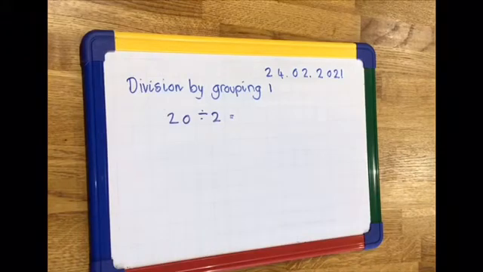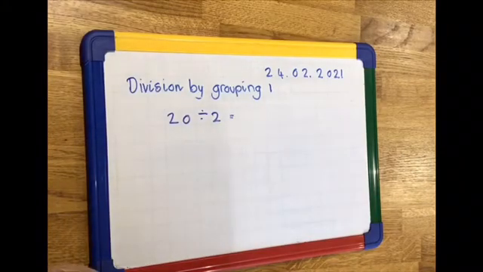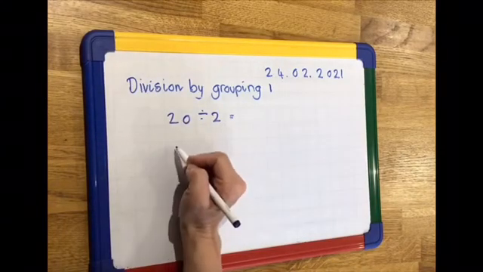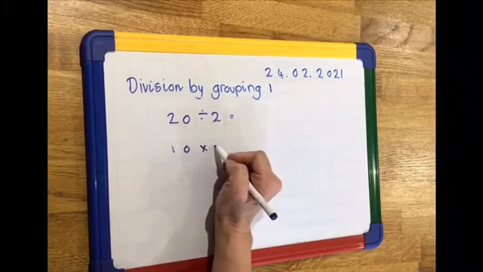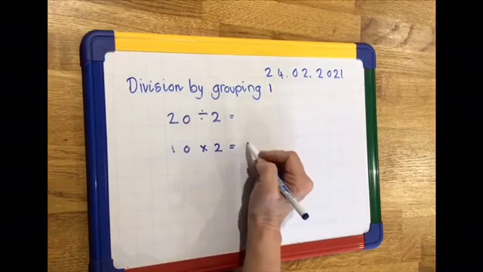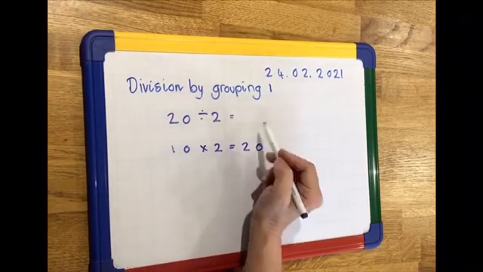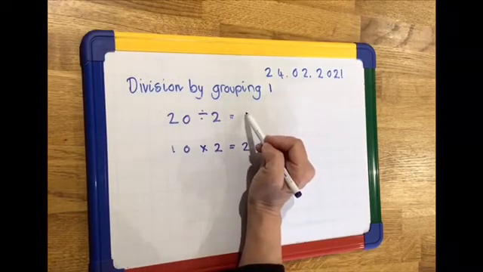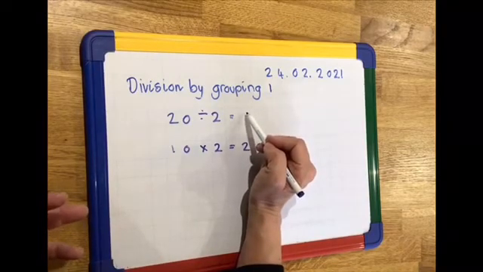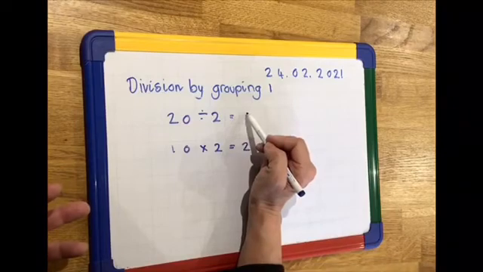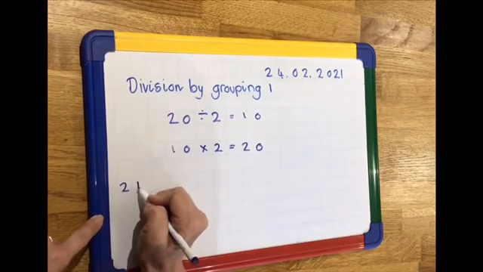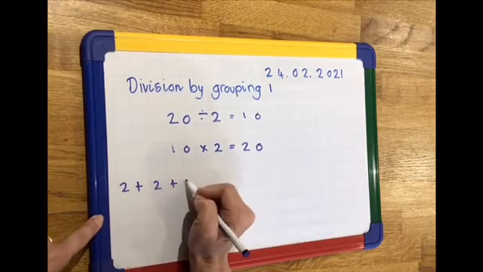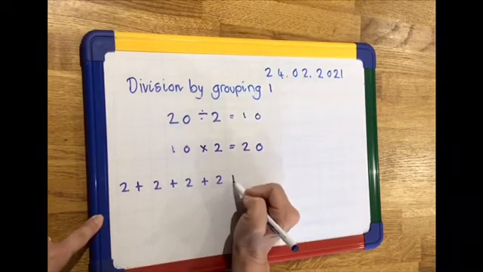If I know my 2 times table, I know that 10 lots of 2 make 20. So 10 times 2 is 20, or 2 times 10 is 20. So I could have used that. Now, remember that this symbol here is just a better way of saying lots of. So let's look at it as a repeated addition. 2, add 2, add 2, add 2, add 2.